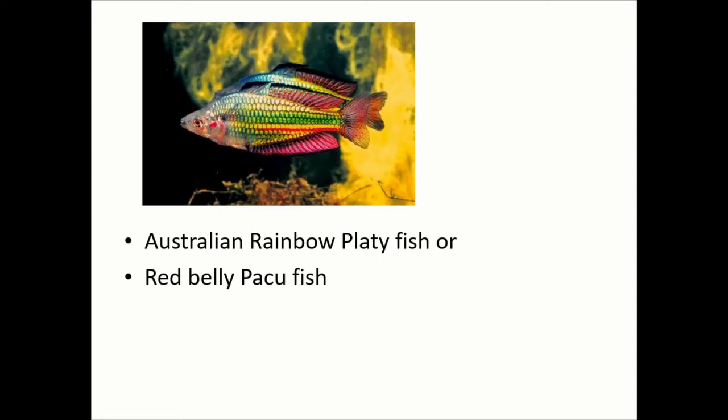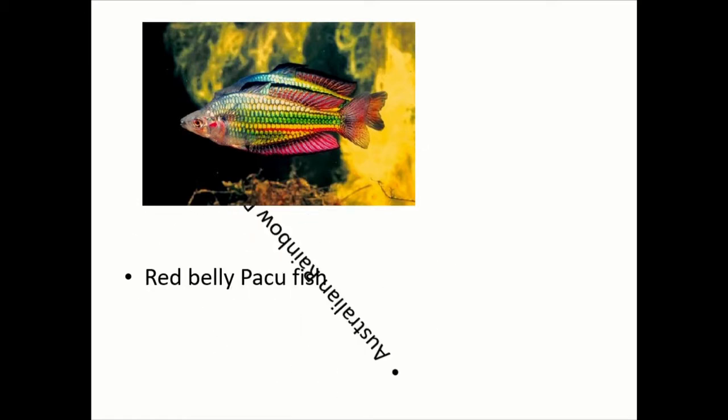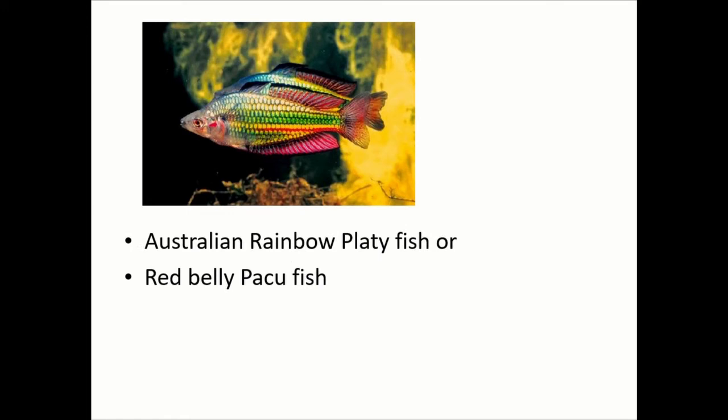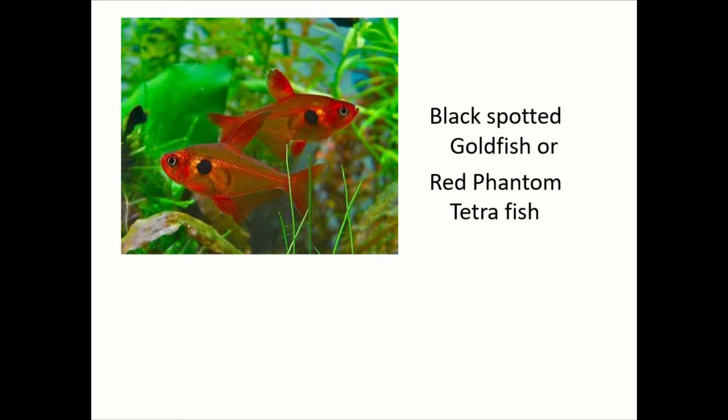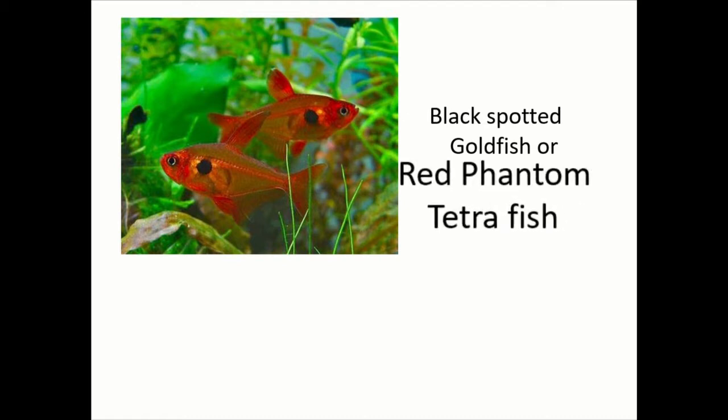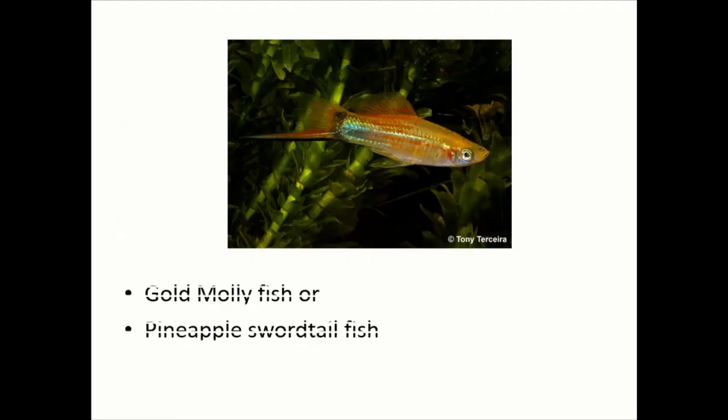And the Australian rainbow platyfish or the red belly pacu fish? Have you made a choice? Well, I'm going to show the answer. It looks rainbowish, and it is rainbowish. Australian rainbow platyfish. And then we have the black spotted goldfish or a red phantom tetra fish. Which one are you going to vote for? Well, that one is the red phantom tetra fish.